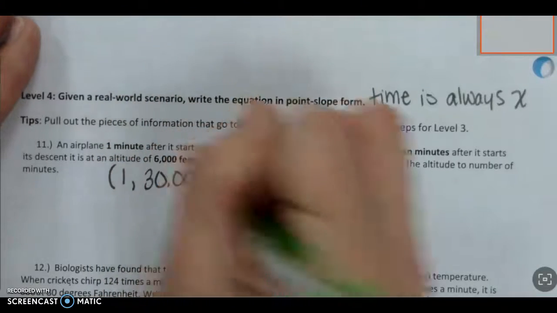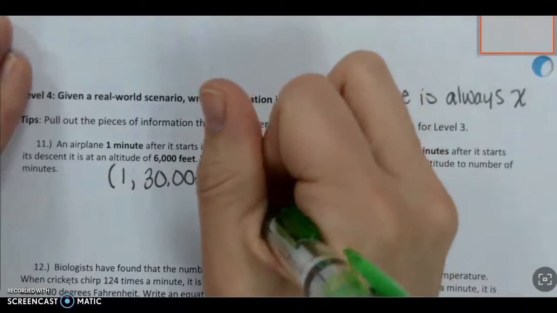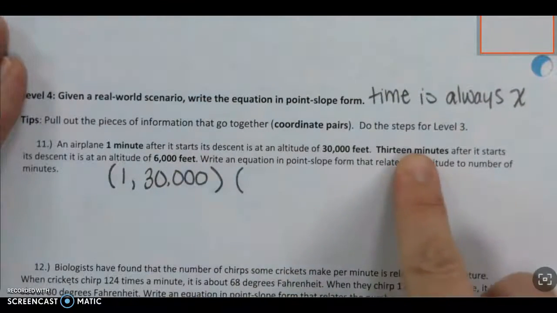Unless it's already super close to the ground. Yeah, if you're trying to land, then maybe 1 minute after descent. So you're in the air and you start descending. 1 minute after descent, you're 30,000 feet in the air. That's your first point. Your second point is after 13 minutes.